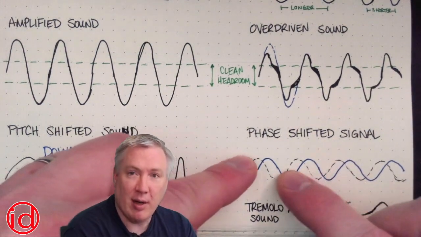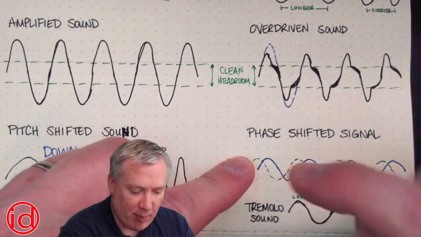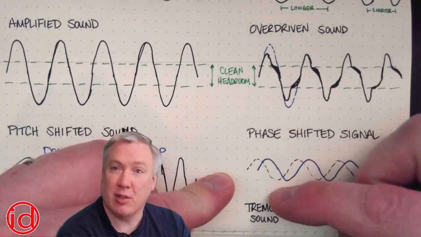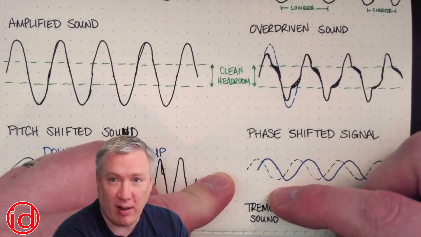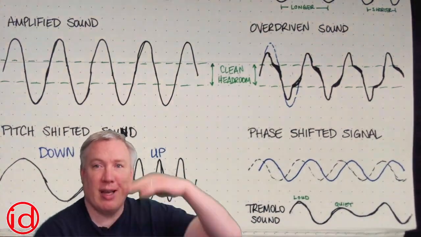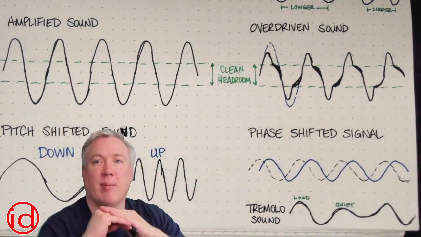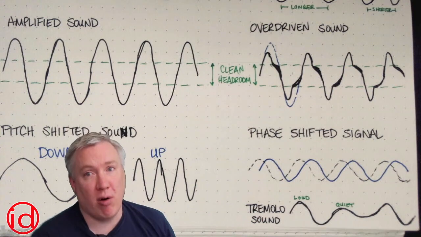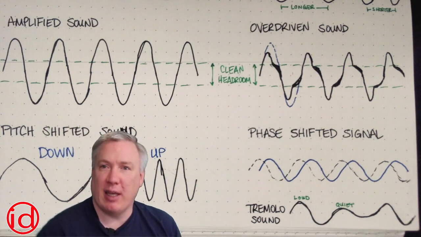So if they line up, it gets louder, but if you shift it where the peak of the blue one matches with the valley, the bottom of the black one, when you add them, they will add up to 0 and you won't hear it at all. And this is called phase cancellation.